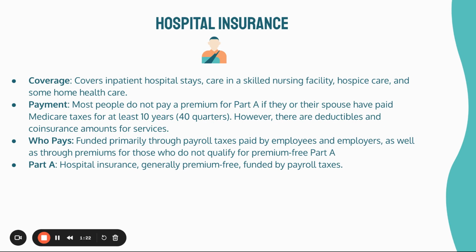So Part A is called hospital insurance. Part A covers inpatient hospital stays, care in a skilled nursing facility, hospice care, and some home health care. And most people do not pay a premium for Part A if they or their spouse have paid Medicare taxes for at least 10 years, that's 40 quarters. However, there are deductibles and co-insurance amounts for services. This Part A is funded primarily through payroll taxes paid by employees and employers, as well as through premiums for those who do not qualify for premium-free Part A.